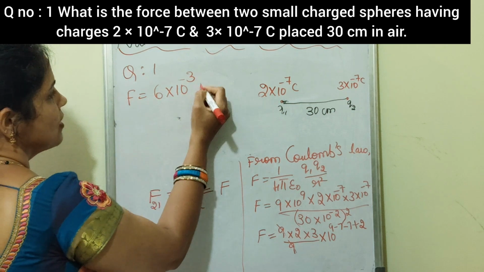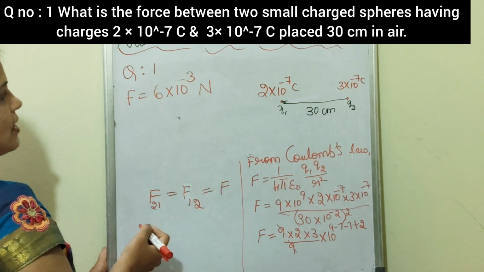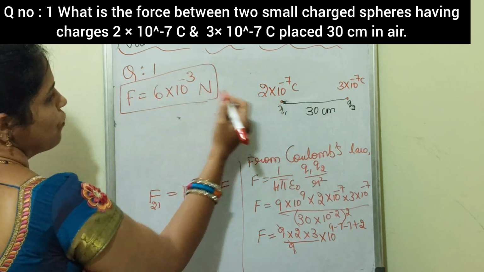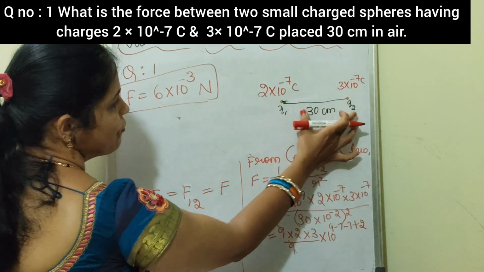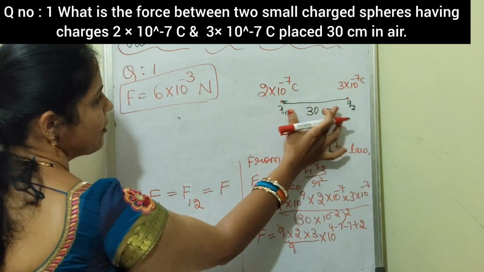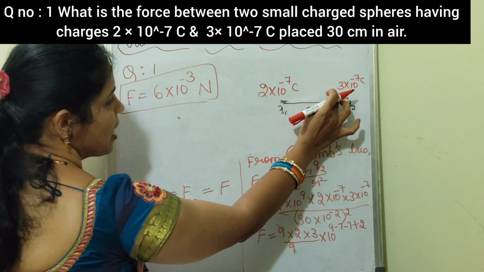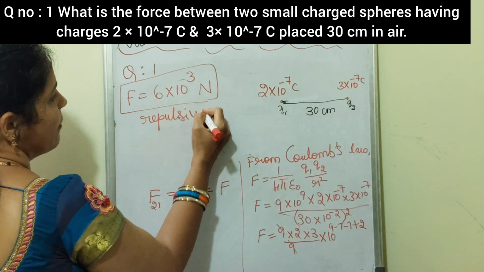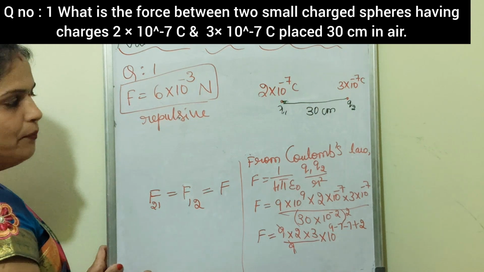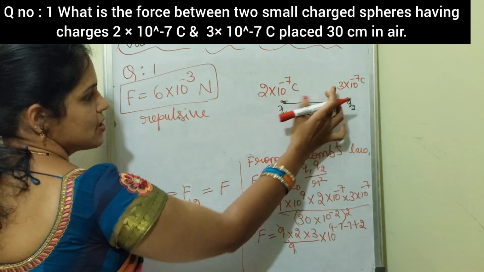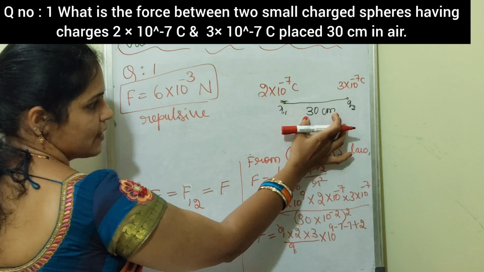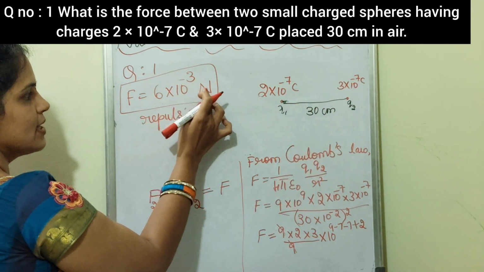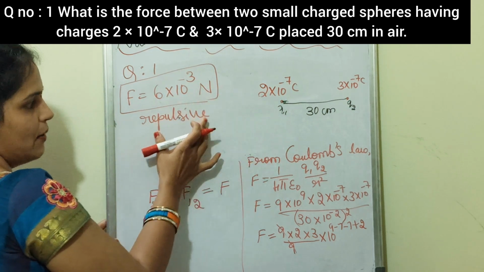Right? So, what is the SI unit of force? It is Newton. So, this is the answer, and these two charges exert force on each other. What type of force is it? So, both are positive charges. That's why the force is repulsive in nature. It is repulsive. Is it clear for you? So when two like charges are placed close to each other at a distance of 30 centimeter in air, there is a force of 6 into 10 to the power minus 3 Newton, and that force is repulsive.